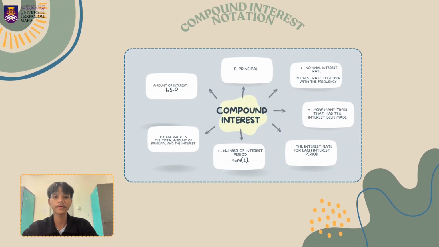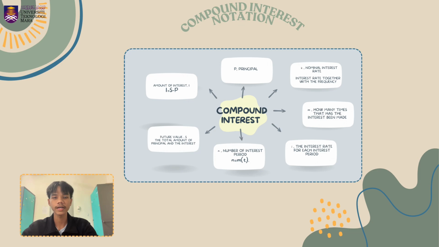For notation in compound interest, we have capital P, which is the original principal. Next, small k, which is the nominal interest rate for a 1 year period, and also small m, which is how many times the interest has been made. We have small i, which is the interest rate for each interest period. To get i, k must be divided by m. Next, we have the number of interest periods, n. m times t, and we will get n.